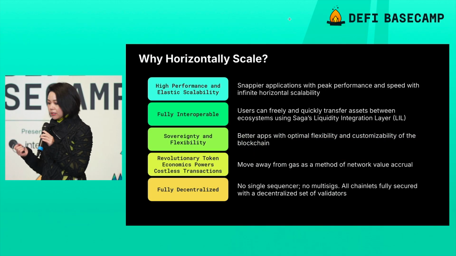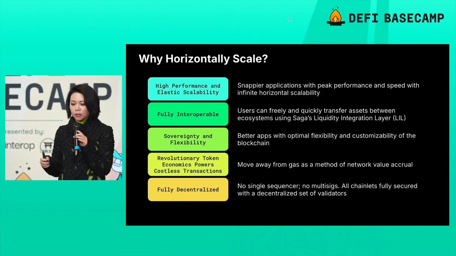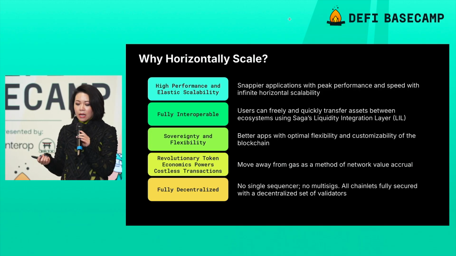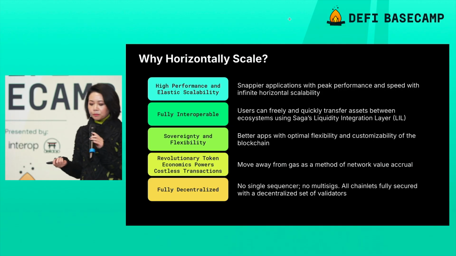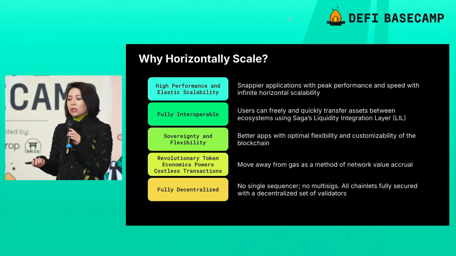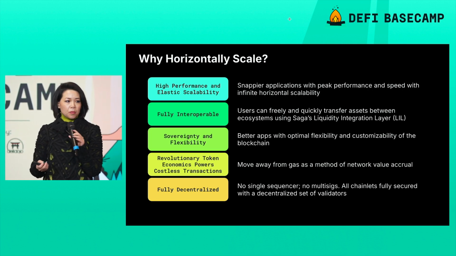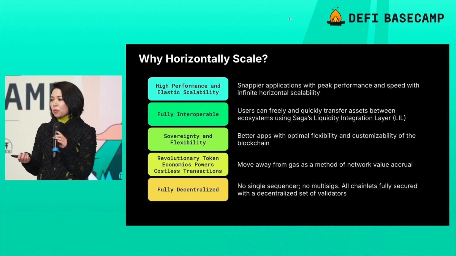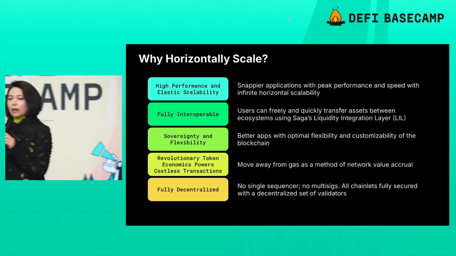All right, let's go to the next one. Thank you. So why horizontally scale? We've already talked through a lot of the reasons, but some of the things that I want to emphasize as we move forward in this presentation, because it'll be relevant later, is token economics and costless transactions. So in addition to performance of the system, security of the system, we want to talk about the actual cost of it. So already I've said that we do not have gas.